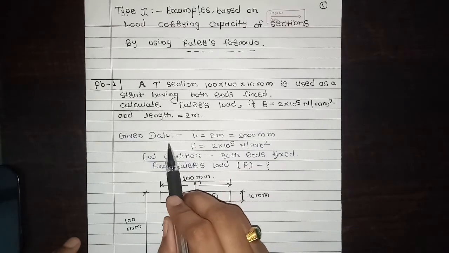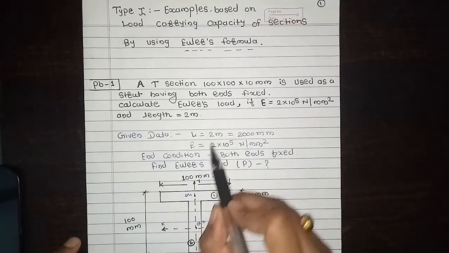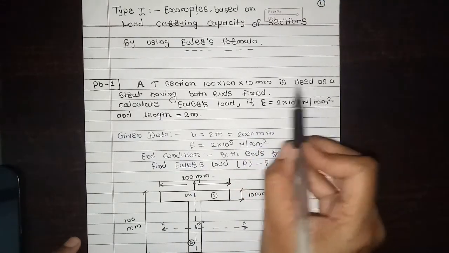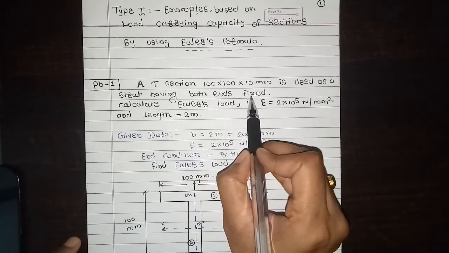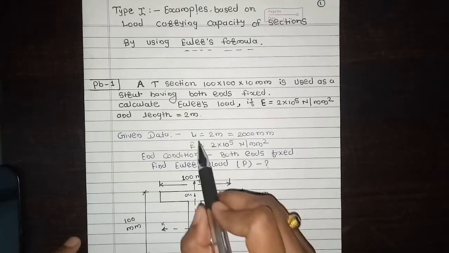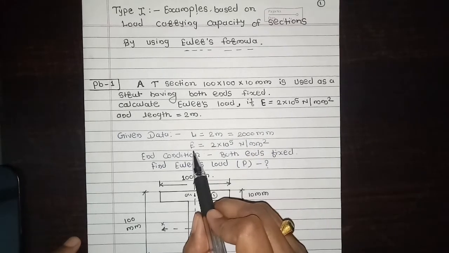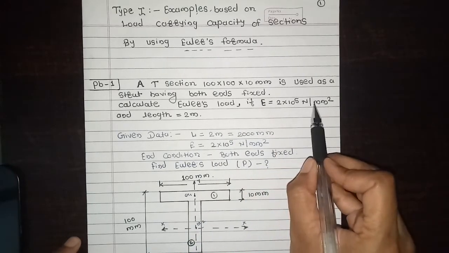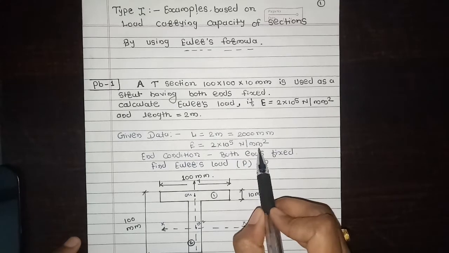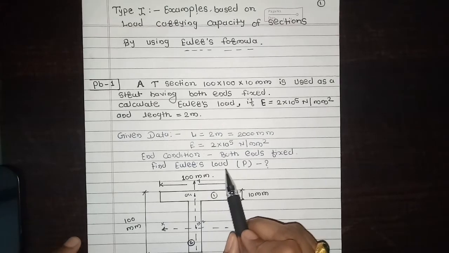First of all, write given data. A T section 100 by 100 by 10 mm is used as a stud having both ends fixed. So given condition, end condition of stud, both ends are fixed. L is equal to 2 meter, convert to mm, multiply by 1000. Capital E is equal to 2 into 10 to the power 5 Newton per mm square. Find Euler's load. Euler's load is denoted by P.